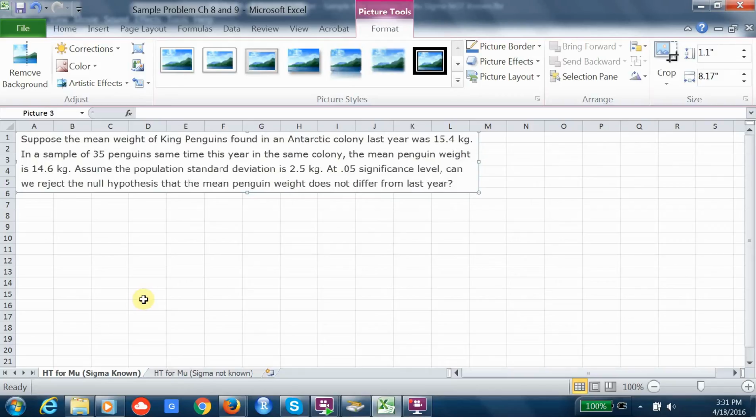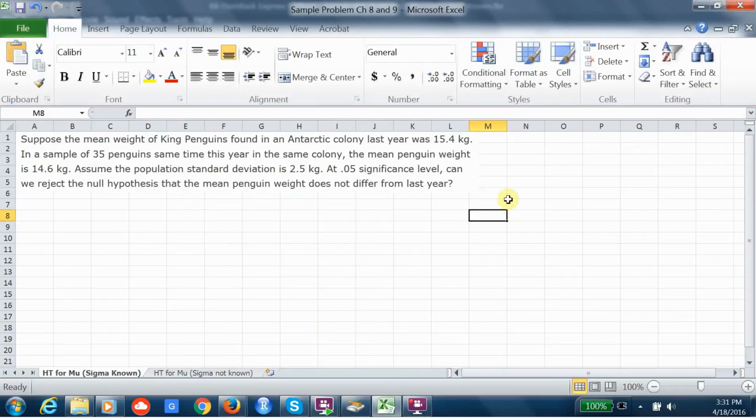So we're going to start with a hypothesis test on the population mean where the standard deviation is known. This is not a problem from the book. I couldn't really give a problem from the book because there weren't that many.